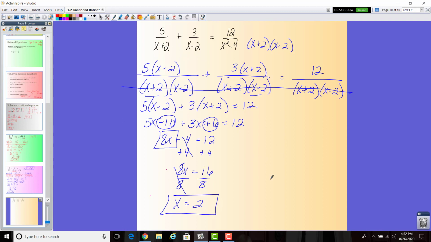If I go back up here, state my excluded values, x cannot equal negative 2 because that makes this and this 0. x can also not be positive 2. Well, if x can't be positive 2, but my only possibility for x is 2, that means this is an extraneous solution, and this equation has no solution, or it's said to have an empty set.